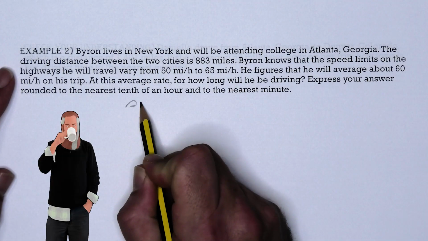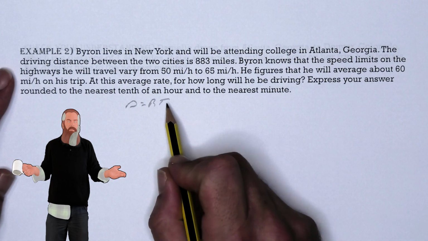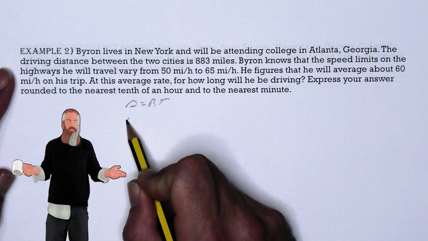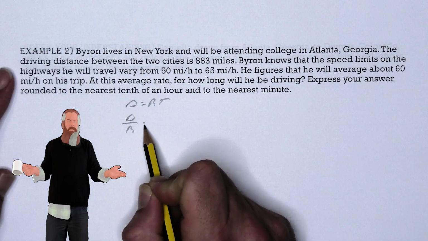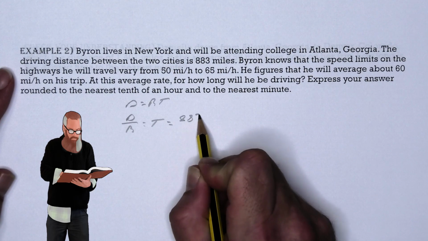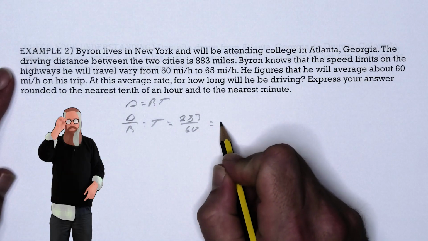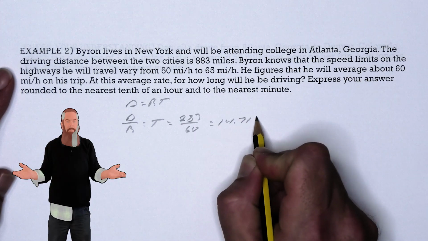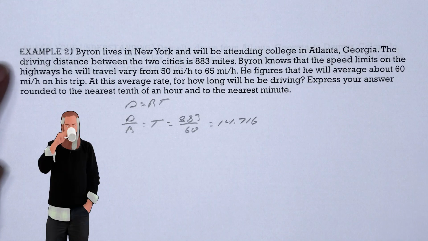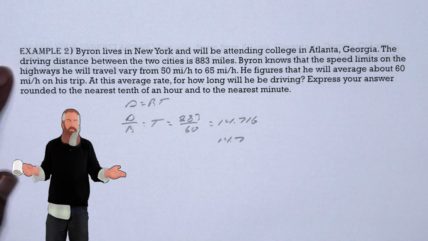So again, we start with that distance is equal to rate times time. Now, if we're just trying to figure out what time is, then we divide both sides of the equation by r, giving us d divided by r will give us the time. So in this case, we get 883 divided by 60 to give us 14.716. Now that 6 just keeps repeating. So if we round this to the nearest tenth, we wind up with 14.7 hours.